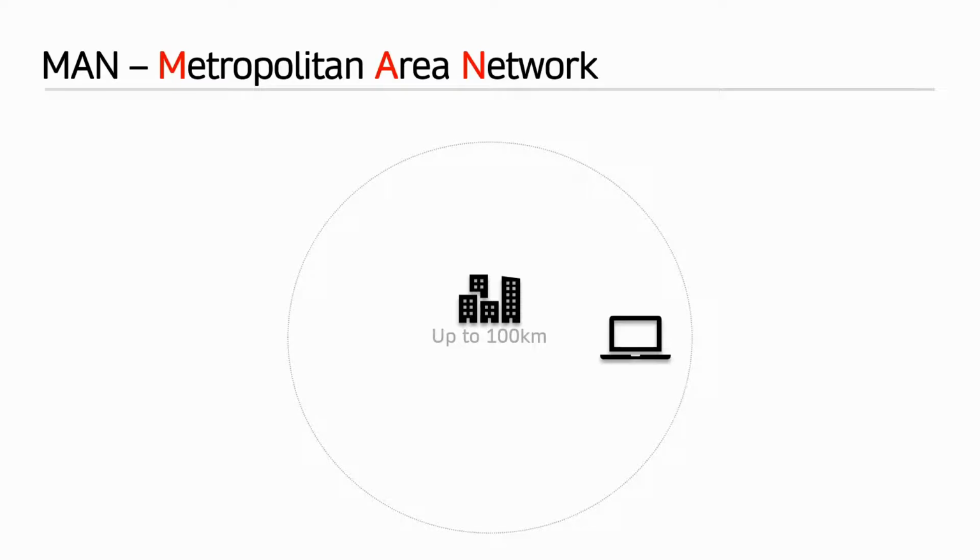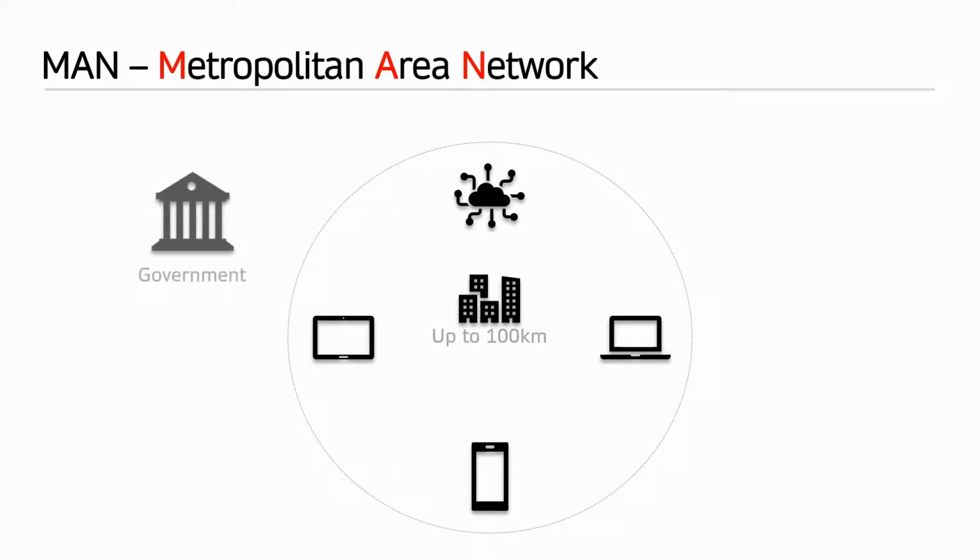MAN. MAN stands for Metropolitan Area Network. This is a connection between two different LANs in the same geographical area that is not greater than 100 kilometers. It is somewhere between LAN and WAN. Different devices like computers, cellular phones, tablets, and other IoT devices are somewhat indirectly connected by sharing the bandwidth of the service provider. These networks are typically managed by larger entities like government or ISP.